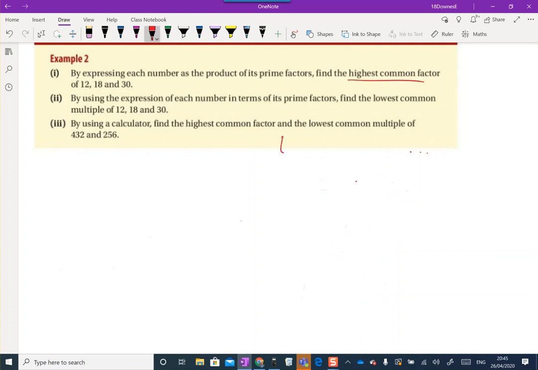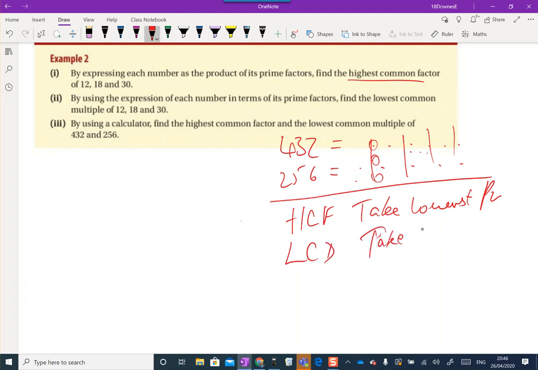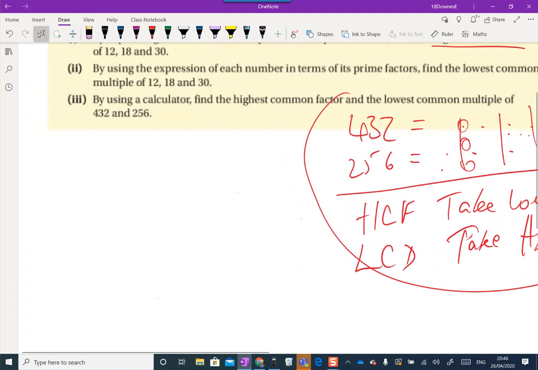So the other trick, the long drawn out way, will be to write the factors of 432, write the factors of 256, and do what I just told you there. For the highest common factor, this is the weird one, you take the lowest powers in each row. Take lowest powers, and in the lowest common multiple you take the highest powers. But either way, we've got a way better way of doing it, and it goes like this.